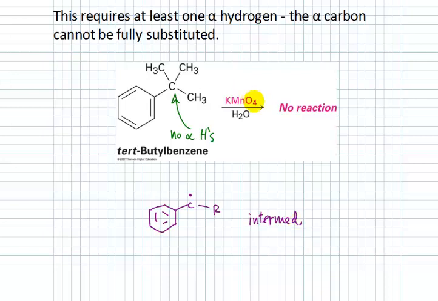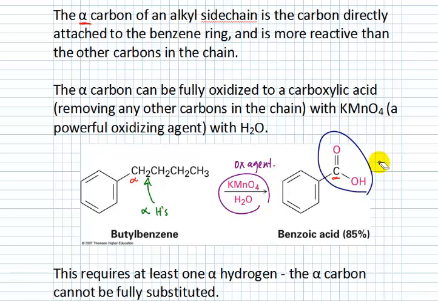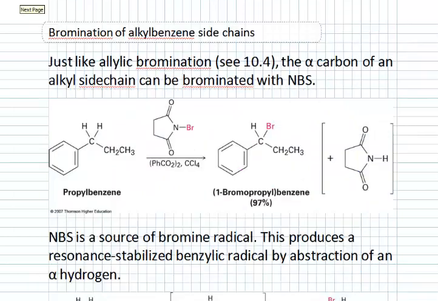But what we do need to know is that potassium permanganate, KMnO4, with water will oxidize an alpha carbon all the way up to a carboxylic acid. So if we ever need to make benzoic acid, or if we need a C double bond O, OH group on an aromatic ring, that can come from any alkyl group, which we then oxidize.